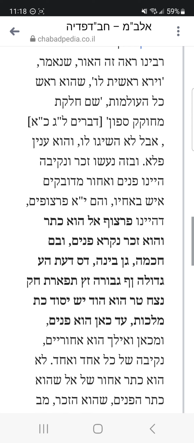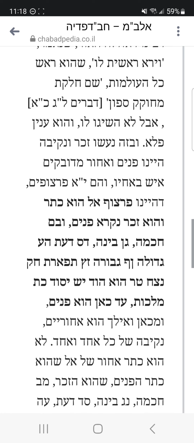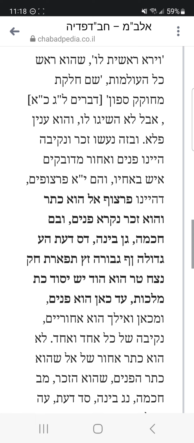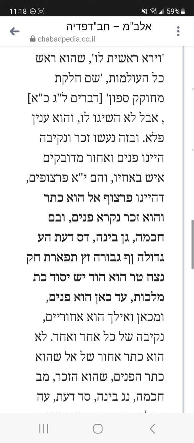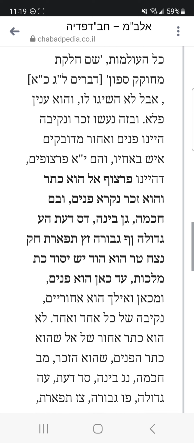Lo higi'u lo. It didn't reach him. Hu inyan pele, and it's a wondrous matter. Bazeh nasu zachar v'nekeva, and this is how you make male and female. Hainu panim v'achor meduvakim ish b'achiv. That is facing, like the face and the back connected. A man to his brother. V'hem yud aleph partzufim, and there are 11 faces.